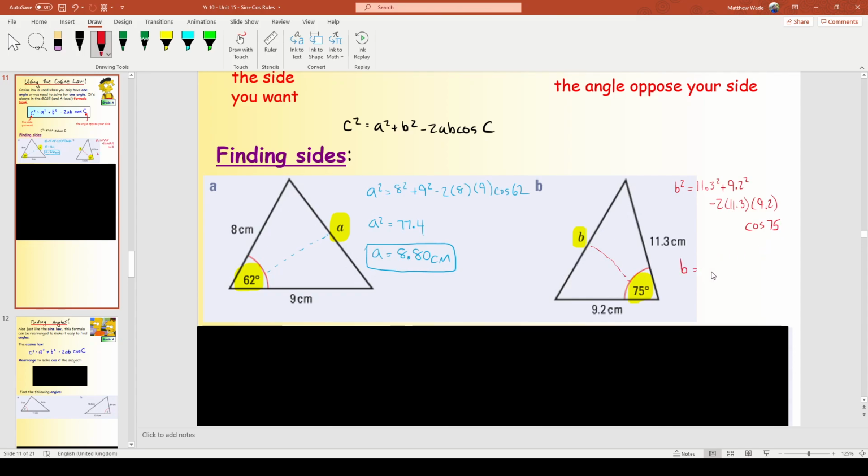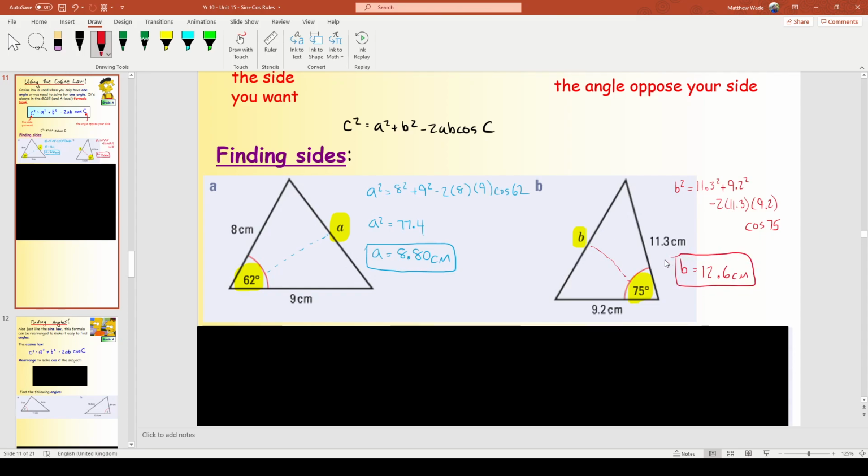I'm going to go all at once in my calculator now because I'm good at typing in the calculator. Here's how you do that. Square root button first, 11.3 squared plus 9.2 squared. Then you go take away 2, open bracket, 11.3 close bracket, open bracket, 9.2 close bracket, cos 75, close bracket, equals 12.6. You know it's a good question when it takes the calculator a second to work out the answer. 12.6 centimeters, and there you have it.